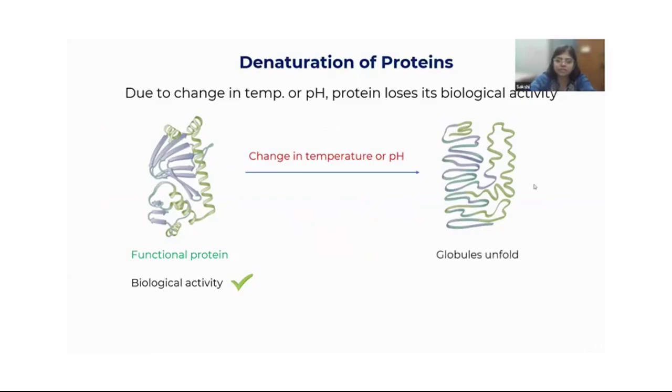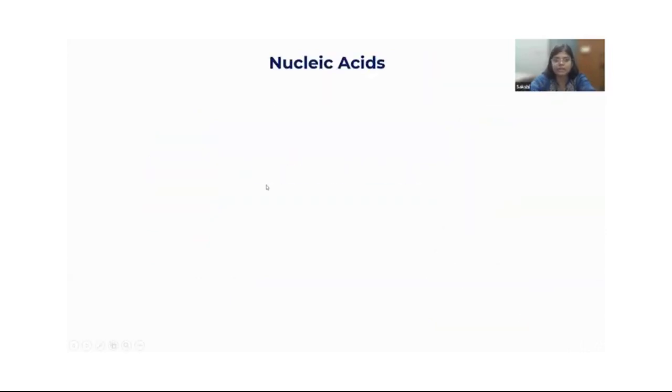So can you see here, the globules have unfolded. So now the protein is ineffective if you change the temperature, right? Let us understand some of the daily life applications of this. You must have seen the egg, right? If you boil the egg, what happens? The proteins become denatured. That is the reason the proteins are no longer functional now, right? Okay.